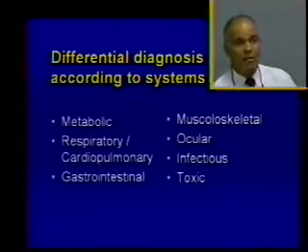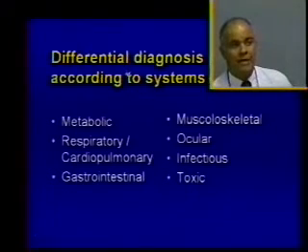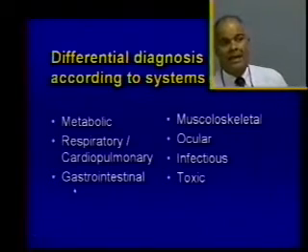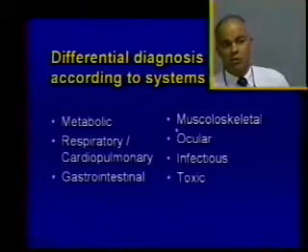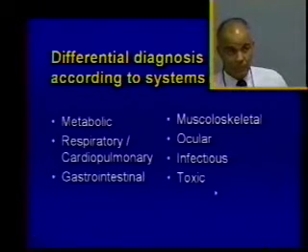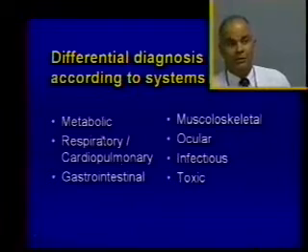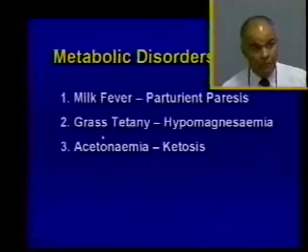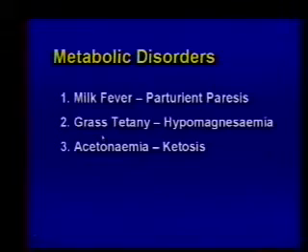And then, of course, we want to arrive at a differential diagnosis, whether we're dealing with a metabolic disorder, respiratory or cardiopulmonary disorder, gastrointestinal diseases, musculoskeletal, ocular, infectious, or toxic. So what I'd like to do now is to discuss with you some of the most common disorders, diseases in cattle, and I would like to begin with metabolic disorders, metabolic diseases. This is particularly in dairy cattle.